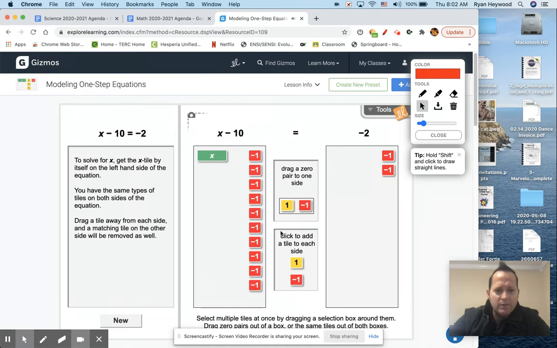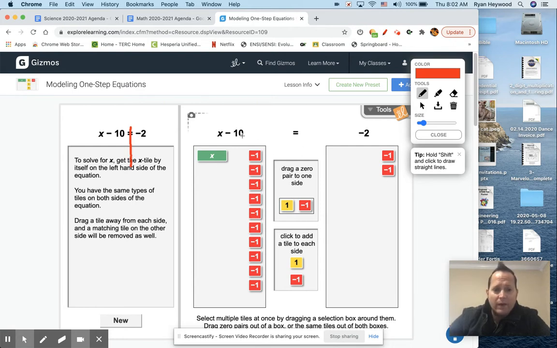All right, here's this next one. So we have x minus 10 equals negative 2. All right, x minus 10 equals negative 2. So again, you're going to write this problem down on your paper. x minus 10 equals negative 2. Okay, and then it tells you what to do. To solve for x, get the x tile by itself on the left-hand side. Now, sometimes you'll see x on the right side, so it doesn't matter what side it's on. You just want to get it by itself on the side that it's on.